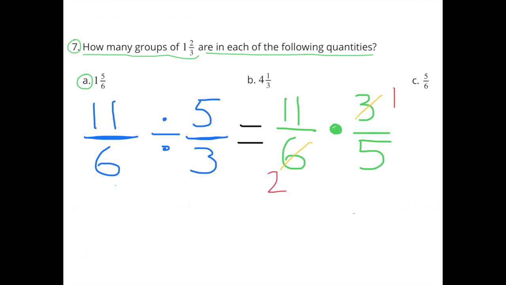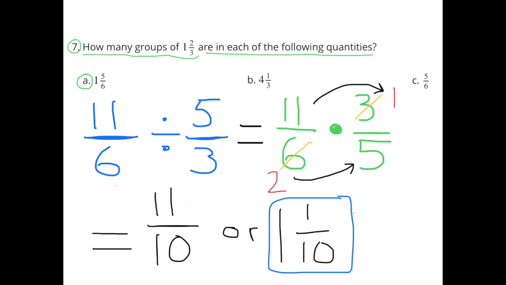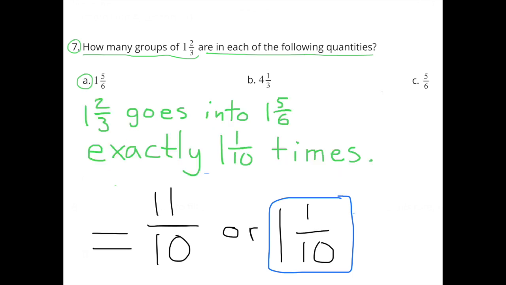Again, I can simplify. 3 divided by 3 is 1. 6 divided by 3 is 2. Multiply straight across. 11 times 1 is 11. 2 times 5 is 10, which equals 11/10 or 1 1/10. 1 2/3 goes into 1 5/6 exactly 1 1/10 times.